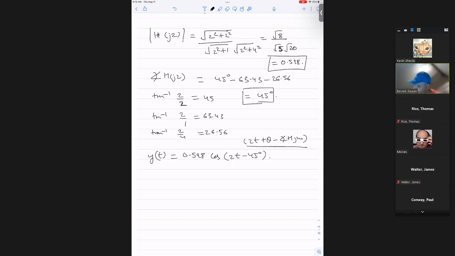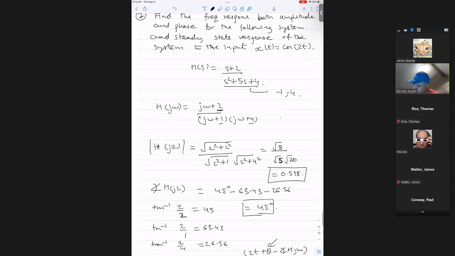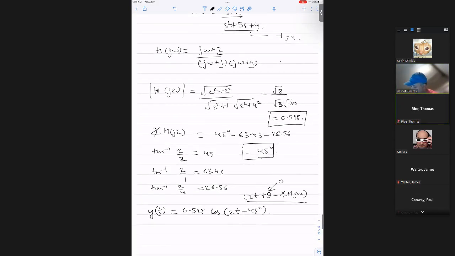Okay, in our case, what is theta? Is there any theta given over here? It's 0, right? Oh, yeah, it's 0. That's why it's like this.